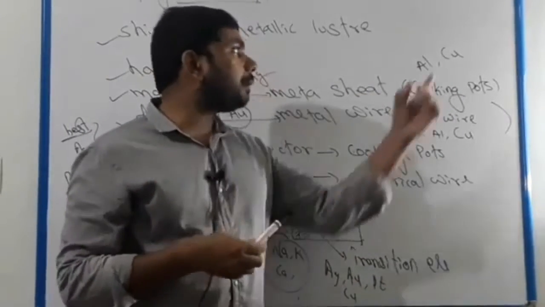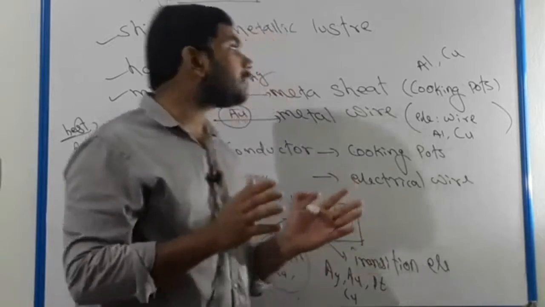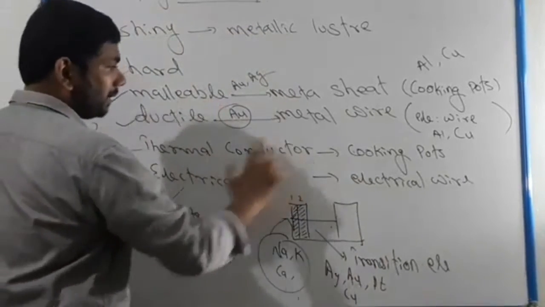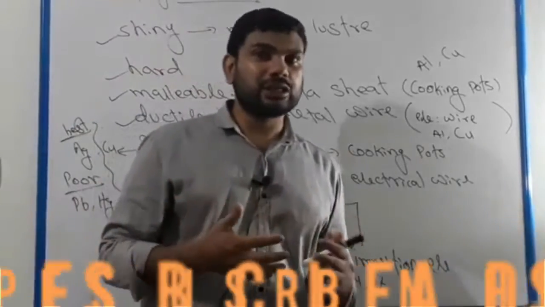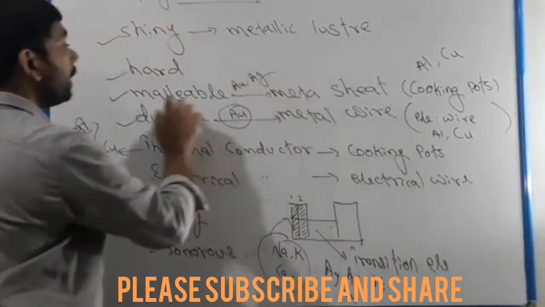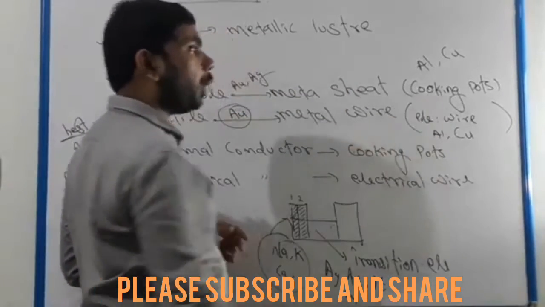Why are aluminium and copper used to make cooking pots? Because aluminium and copper are malleable, and they are also thermal conductors. Thermal conductor means they pass heat; they are good conductors of heat. Also, aluminium and copper are malleable, that's why they are used to make cooking pots.